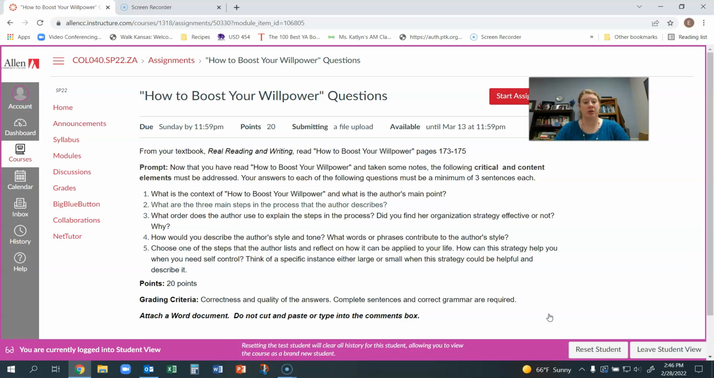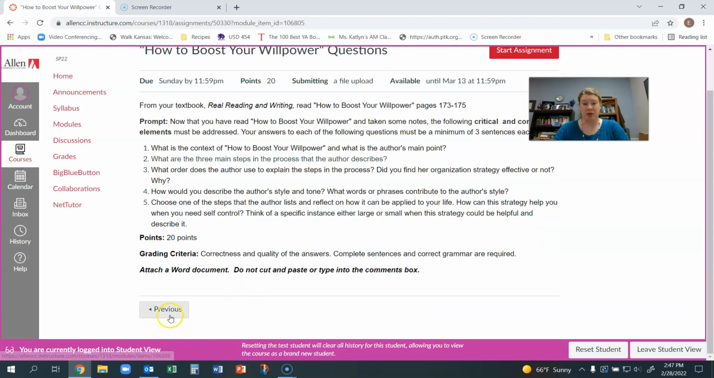The other one is to read How to Boost Your Willpower, which is another process essay example, so that we're just getting some more ideas for what a process should look like. This is obviously a professional article that's been written, but you can see how process works. And then of course it's another reading assignment, which is one of the 2 main criteria for the class. So we'll be doing that just like you've done the other ones.